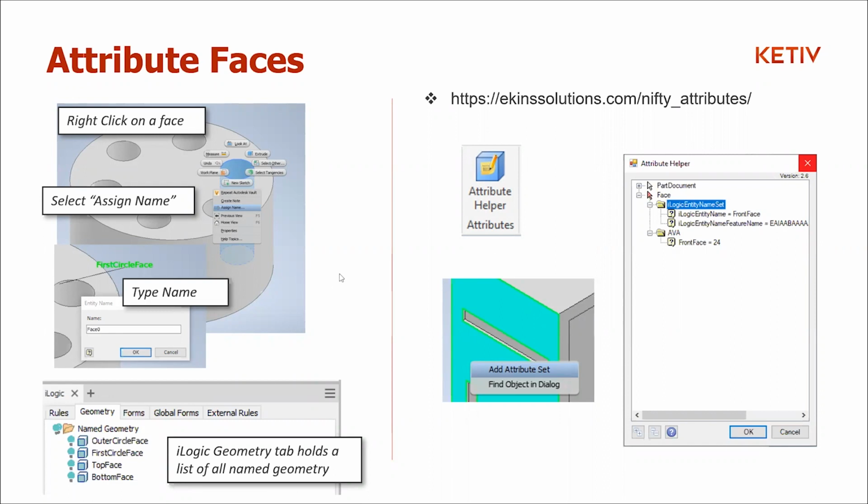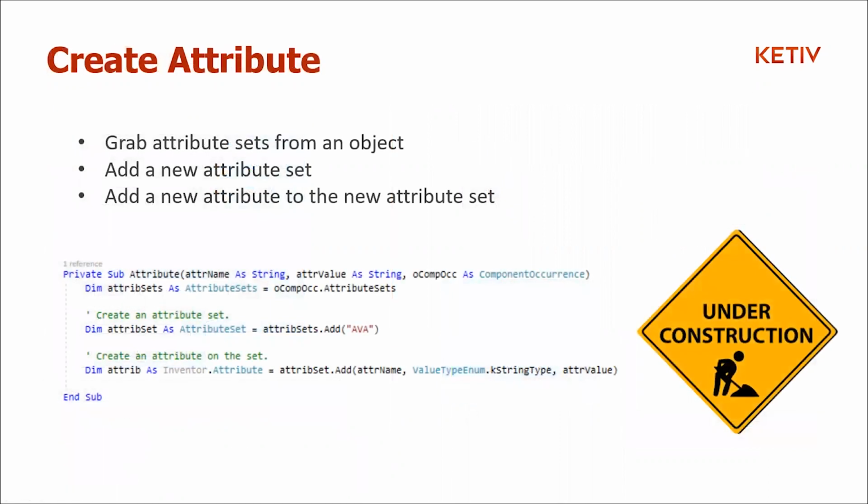Okay, awesome. So I'll go ahead and go to the next slide. So how do we create an attribute programmatically? So we're going to look at the code kind of in a little bit of an abstract way first, and then we'll dive into the example.